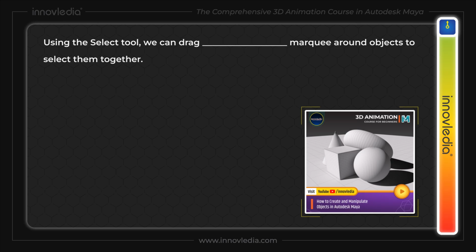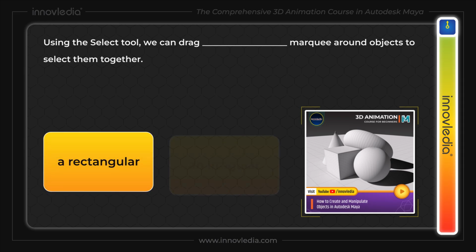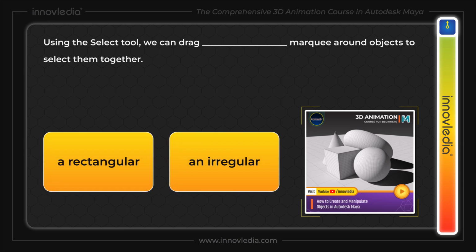Using the Select tool, we can drag dash marquee around objects to select them together. The options are a rectangular, an irregular. Your time starts now. And the correct answer is a rectangular.